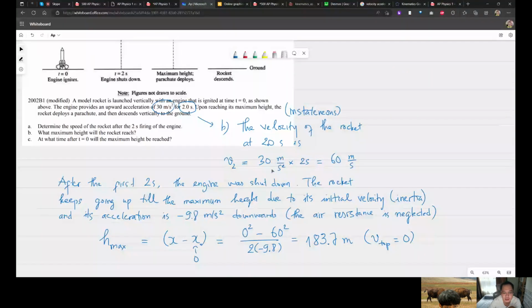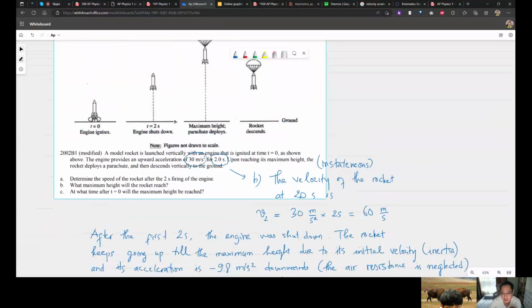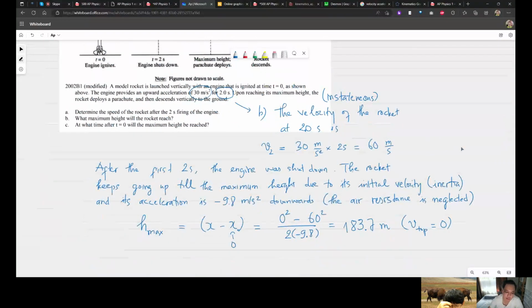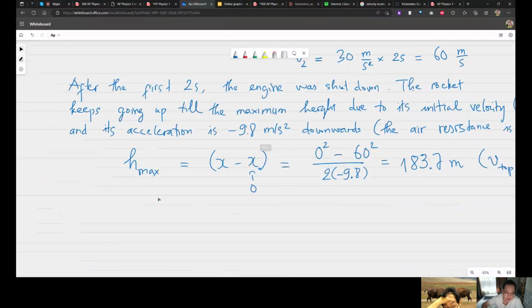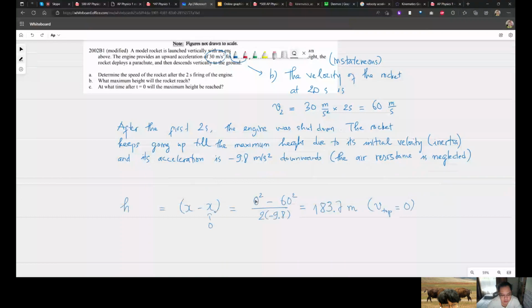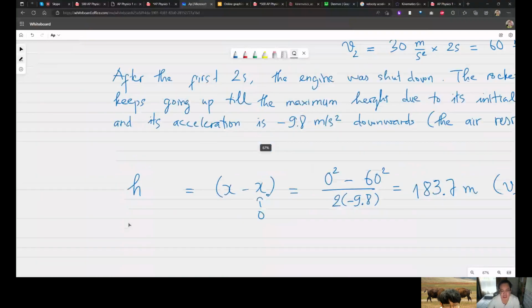I forgot one part, which is to consider the distance that it moved during the first 2 seconds. This h is the distance that it moved from the time the engine was shut down to the maximum height. So let me add another statement first. This is not the maximum height.